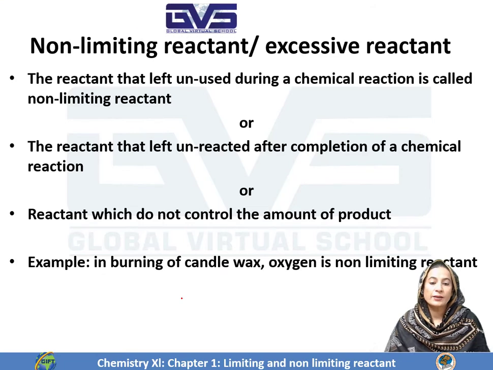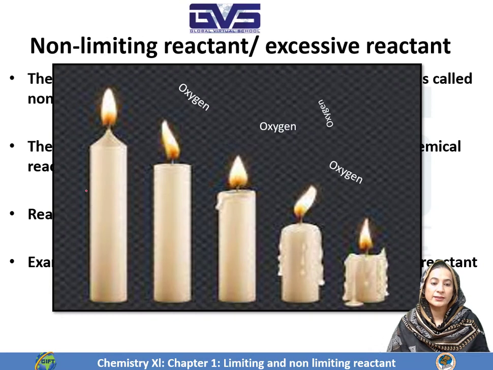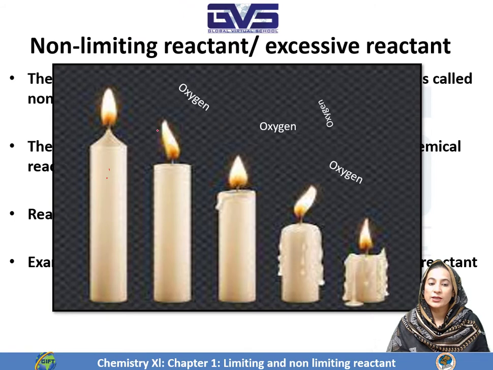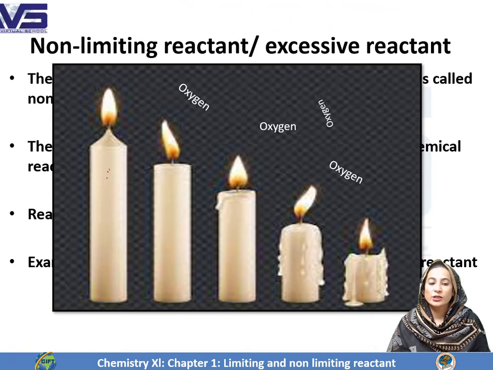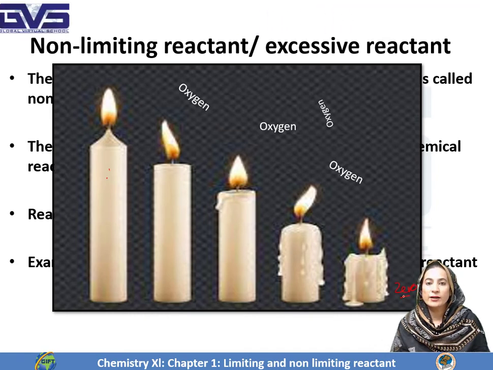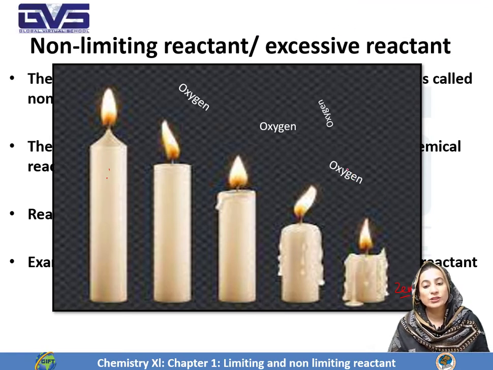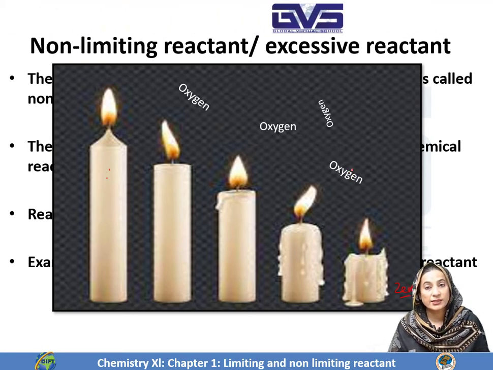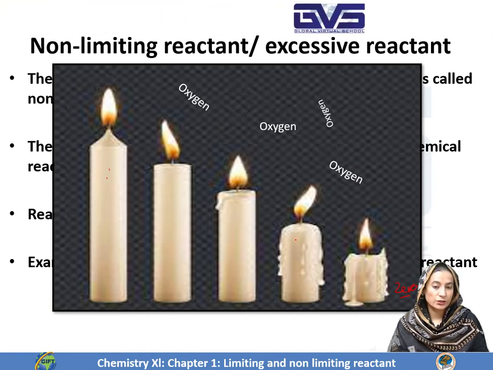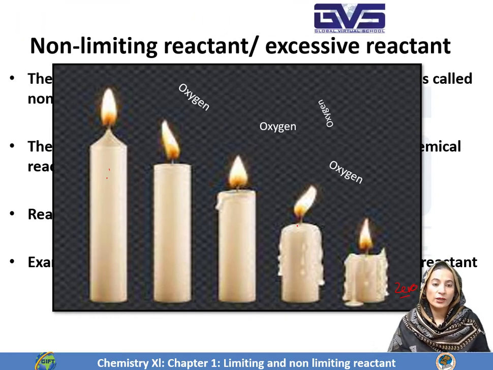Again, an example: in the combustion of candle wax or petrol, oxygen is non-limiting. Here is again an example. This is the candle, which is a reactant, and oxygen. They are producing heat, carbon dioxide and water. The candle is consumed slowly. The stage will come when there will be zero candle, so it is consumed completely, but oxygen is still there. So this oxygen is the non-limiting excess reactant, and this candle wax or petrol is the limiting reactant. Hopefully, limiting and non-limiting reactants and their difference are now clear to you.